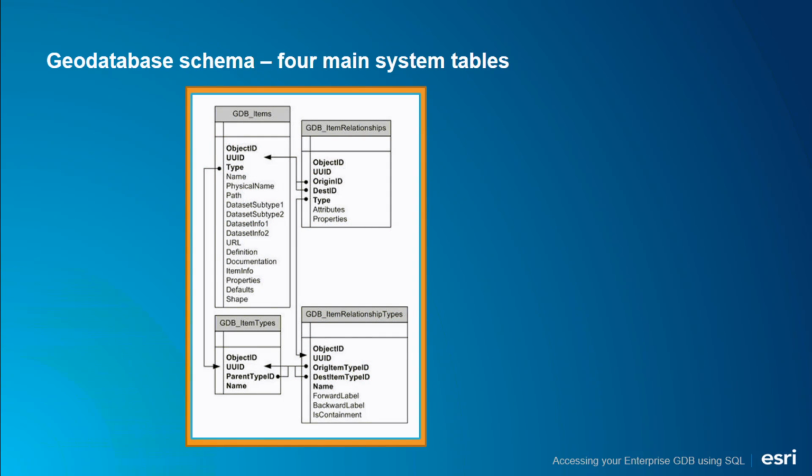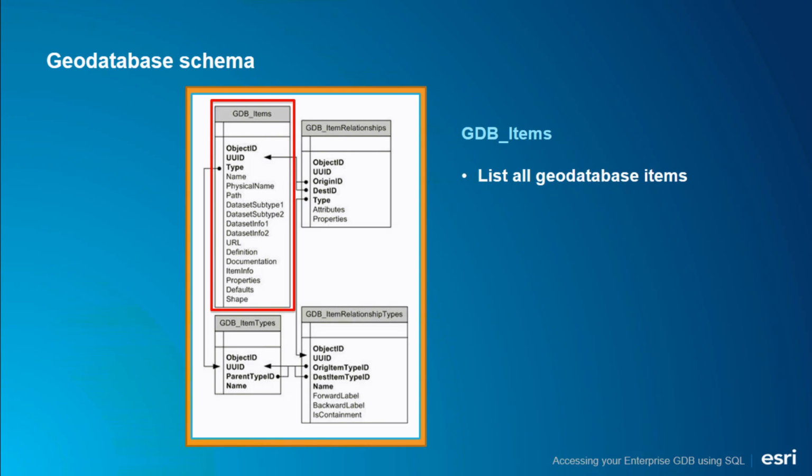So here are the 4 main tables we're going to go through. We've got GDB items, GDB item types, GDB item relationships, and relationship types. You can also see the corresponding relationships that exist between these tables. So the GDB items table is going to be the main table. A record for every item in your geodatabase is going to be listed here. So feature classes, domains, subtypes, even feature data sets are going to be listed here.